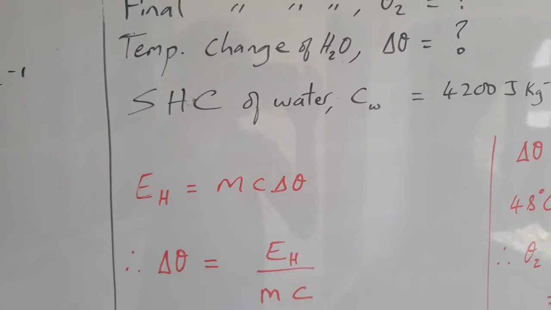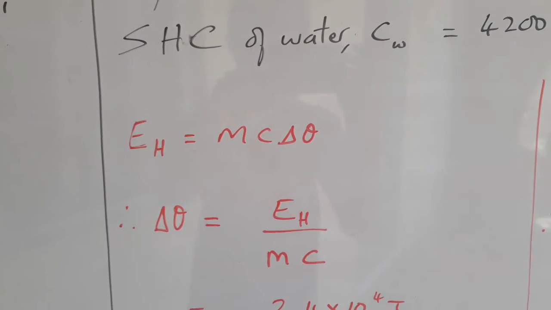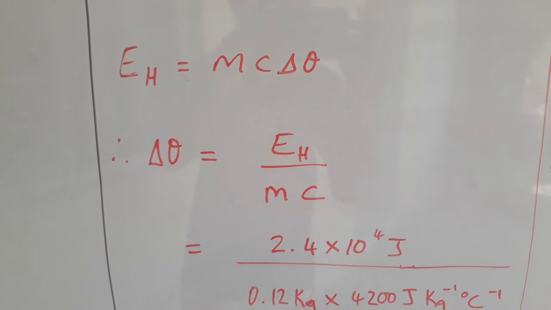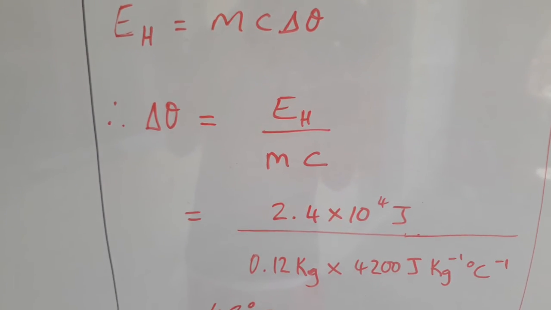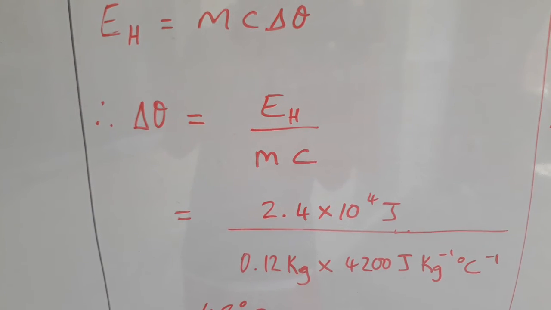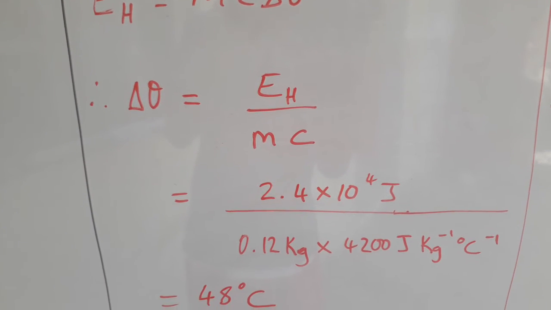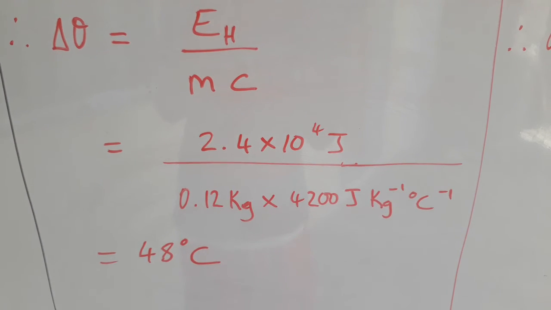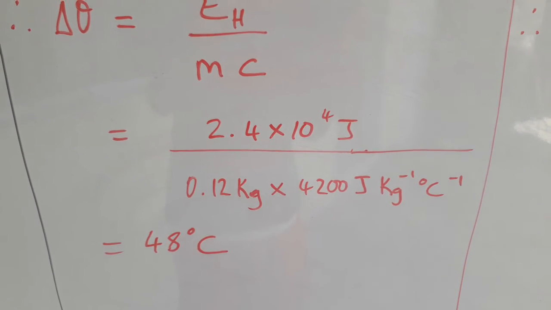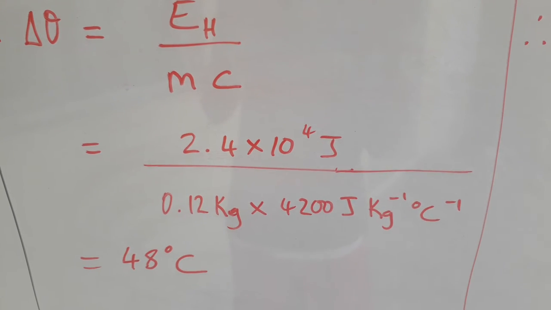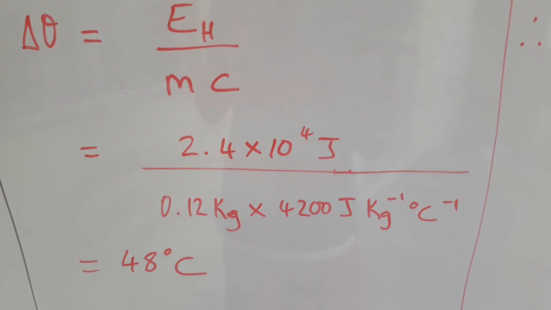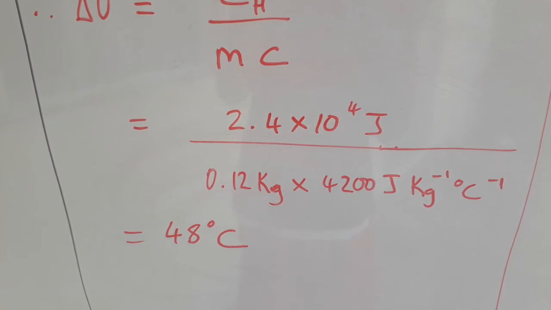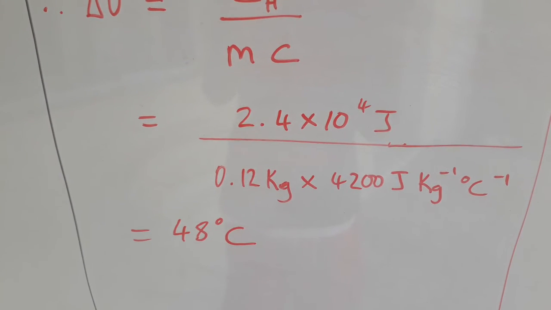So again, we apply our heat equation. E_H is equal to m c delta theta. We are solving now for delta theta, and that would be equal to E_H over m times c. So we have 2.4 times 10 to the 4th joules divided by 0.12 kilogram multiplied by 4,200 joules per kilogram per degree Celsius. That gives us a temperature change of 48 degrees Celsius.